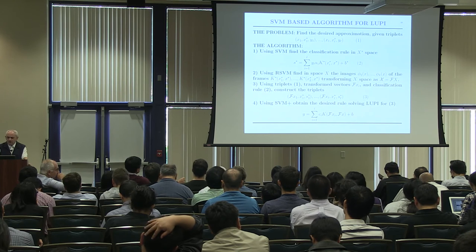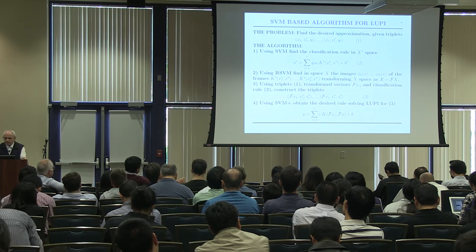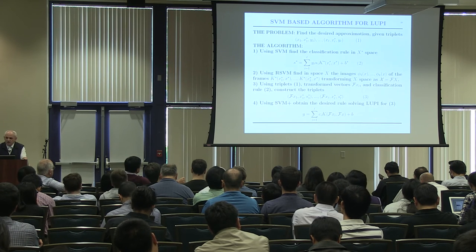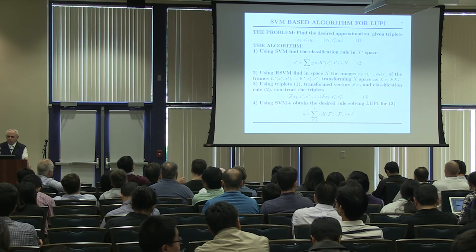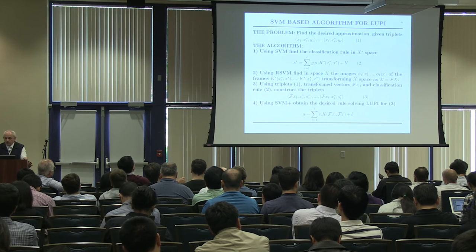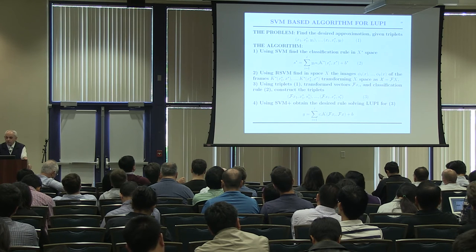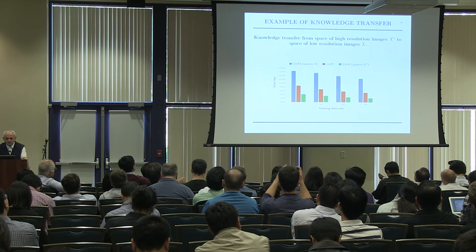But the problem is that when you have those two spaces, you can transfer X space into a different space, which is closer to the space of professional description, of higher level, and try to construct your decision rule in this space. So this is an example, a military example.